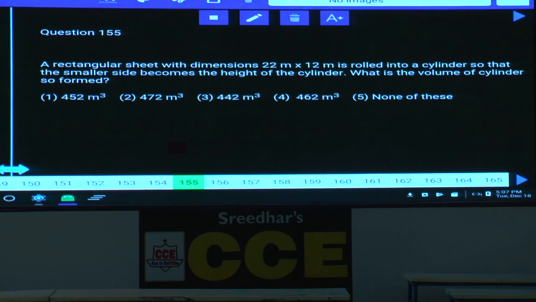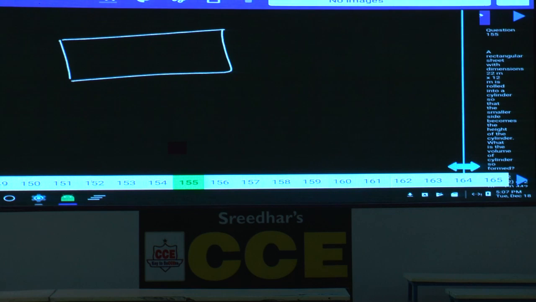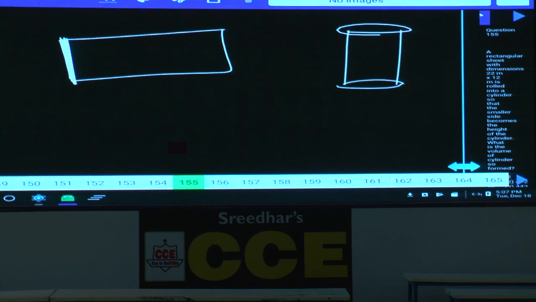Now, let's see. You have a rectangular sheet. Now that is bent into the form of a cylinder like this, and the shorter side of the rectangle is equal to the height of the cylinder, correct? Now what is the largest side of the rectangle? Length we have. Now this is bent into the form of the base, right? What is this? Cylinder or circle? Circle. So the length of the rectangle is bent into the form of a circle.